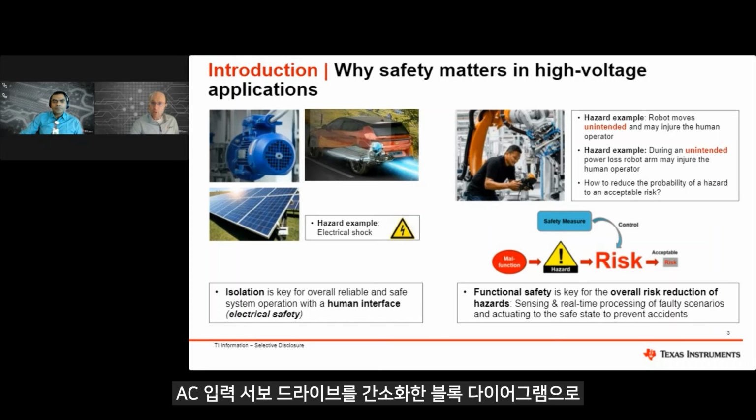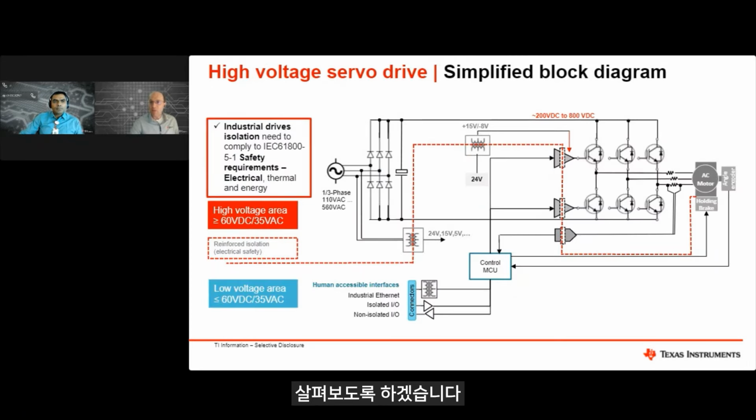Let's have a look at a simplified block diagram of an AC input servo drive. The AC-DC rectifier and the DC-AC frequency inverter carry high voltage. To protect humans from these high voltages and an electric shock, this section is typically reinforced isolated to the human-machine interface. The HMI only exhibits voltages less than 60 volt DC, therefore. For electrical safety, industrial drives need to comply to the corresponding electrical safety standards, as shown on the left, the IEC 61800-5-1 safety requirements, electrical, thermal, and energy.